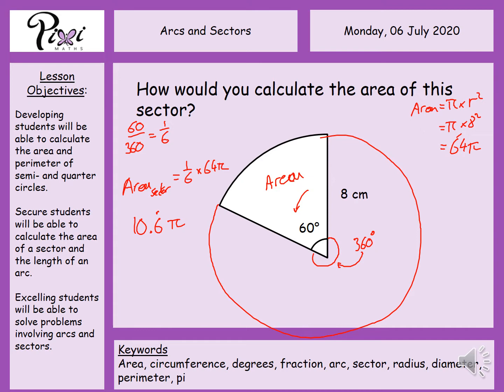We've got 33.51. So again, if you didn't have a calculator, you'd be fine just to leave it as what I've got here, 64 pi over 6. You would simplify, so that would be 32 pi over 3. But if you don't have a calculator, fine to leave it in terms of pi. If you do have a calculator, going through and doing it like this, so actually substituting in pi.